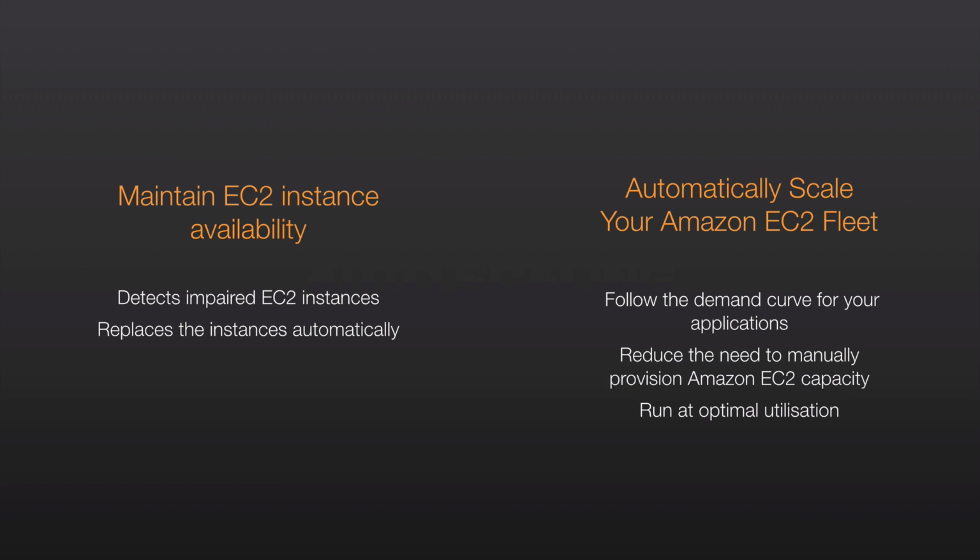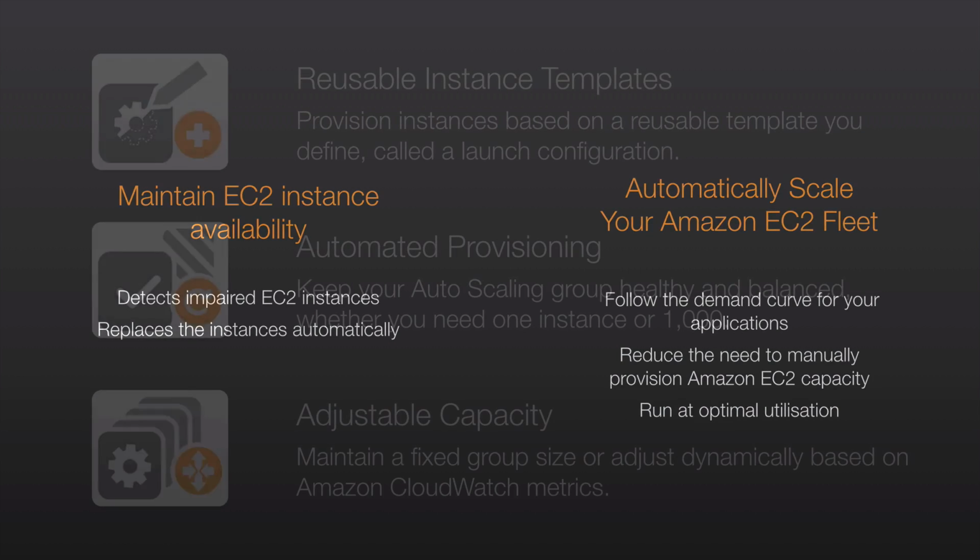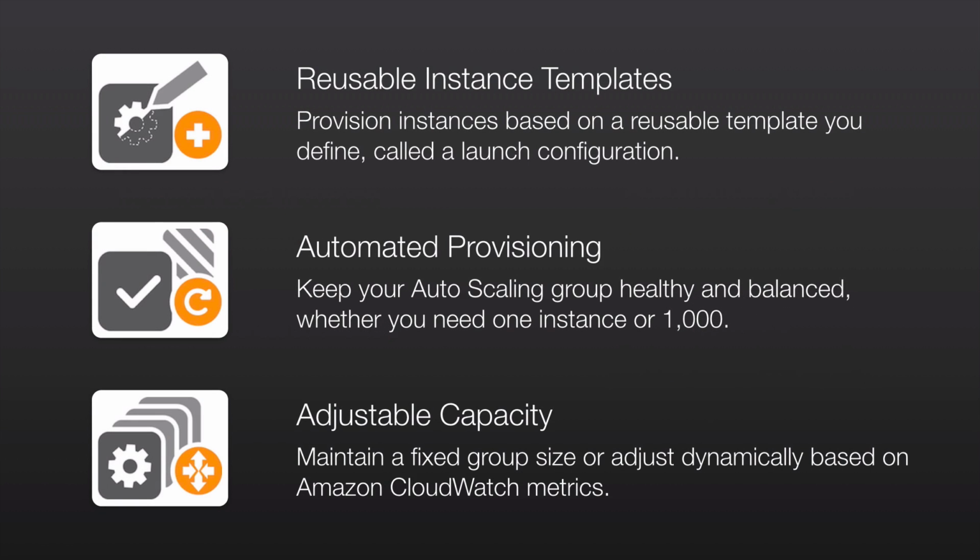Now, auto scaling is a mechanism for doing two things: maintaining EC2 instance availability, in other words, keeping your fleet at a predefined size, or automatically scaling your EC2 fleet, following the demand curve for your applications in response to metrics, typically metrics from CloudWatch, although you can also use other sources for those metrics and triggers. And what you have here is reusable instance templates combined with automated provisioning and adjustable capacity.